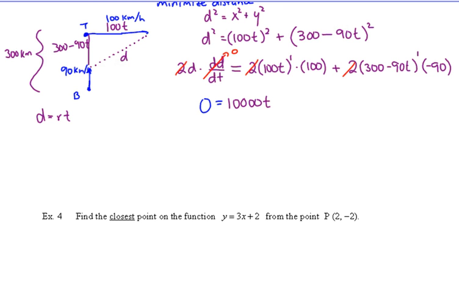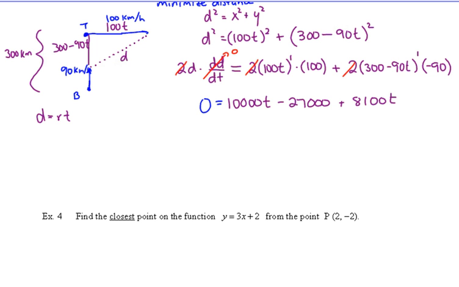10,000t plus, bring in the negative 90, I guess. Is that okay? Am I doing too much? Are we good here? Okay, good. Negative 90 times 300 is negative 27,000. Negative 90 times negative 90t is plus 8,100t.